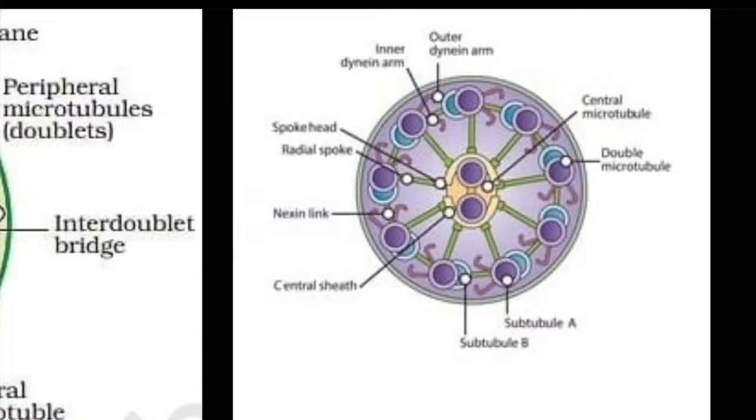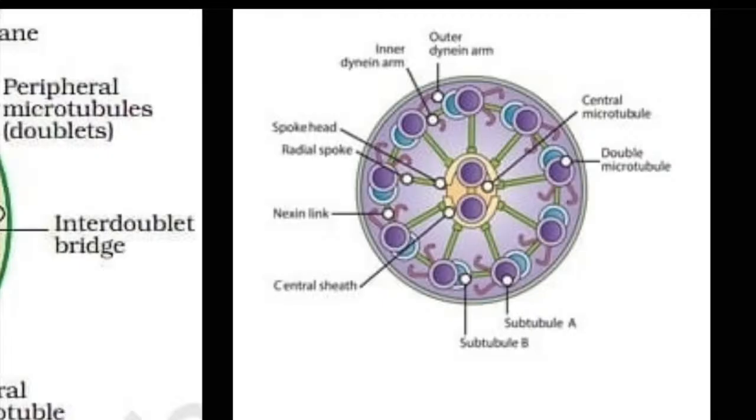Before that, these two arms are actually made of dynein protein. Every arm, that is the upper arm and the lower arm, is made of dynein protein, whereas this AB linker is made up of nexin protein.